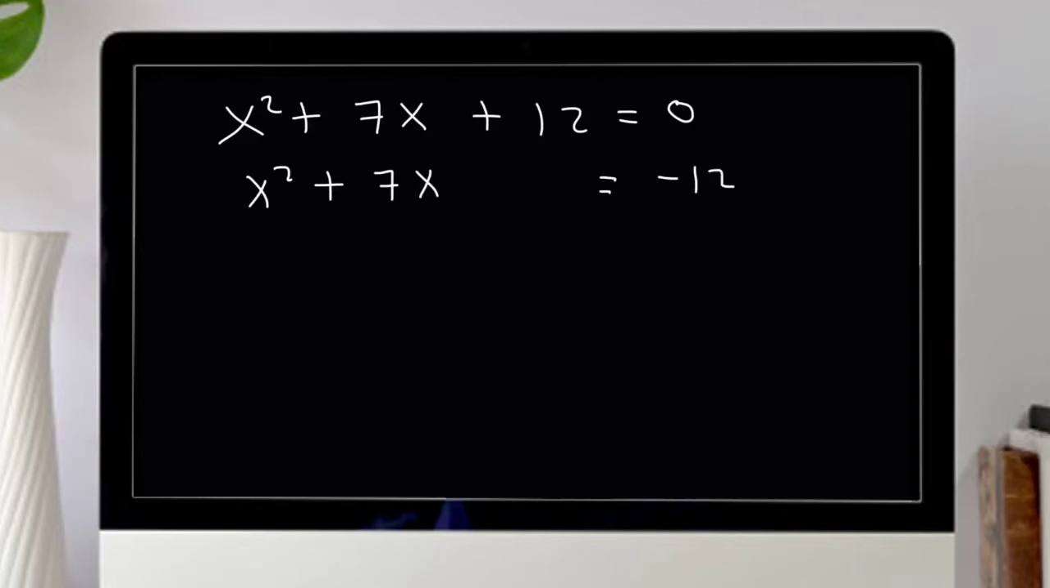Now at this point, we can complete the square. So looking at the middle coefficient, we're going to take half of it, and then we're going to square that result. Now whatever you do to the left side, you must also do to the right side.